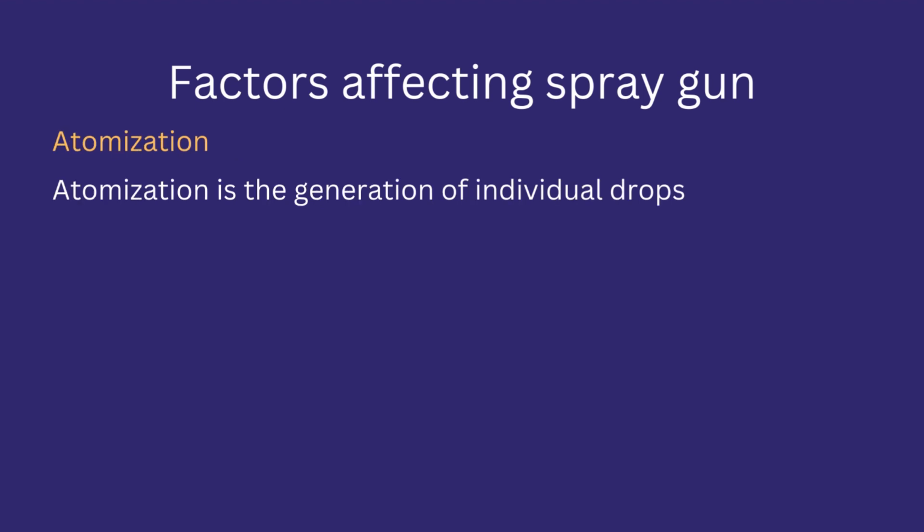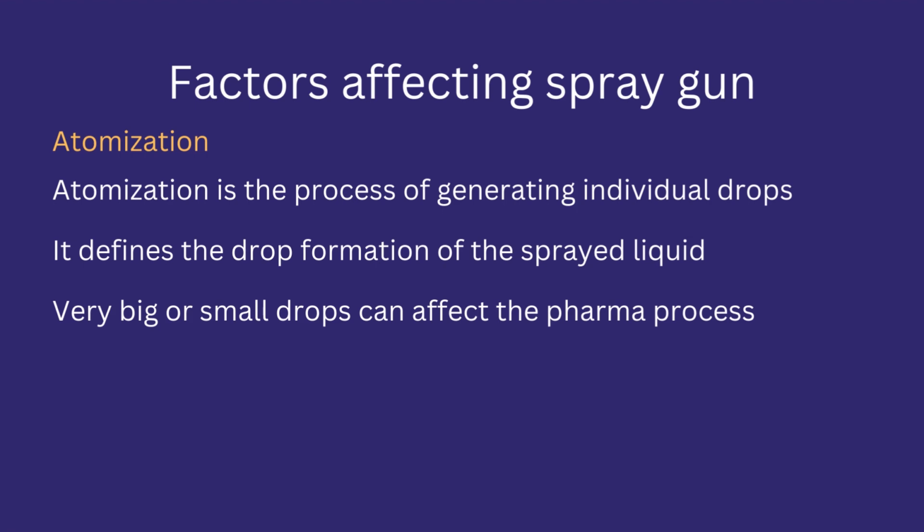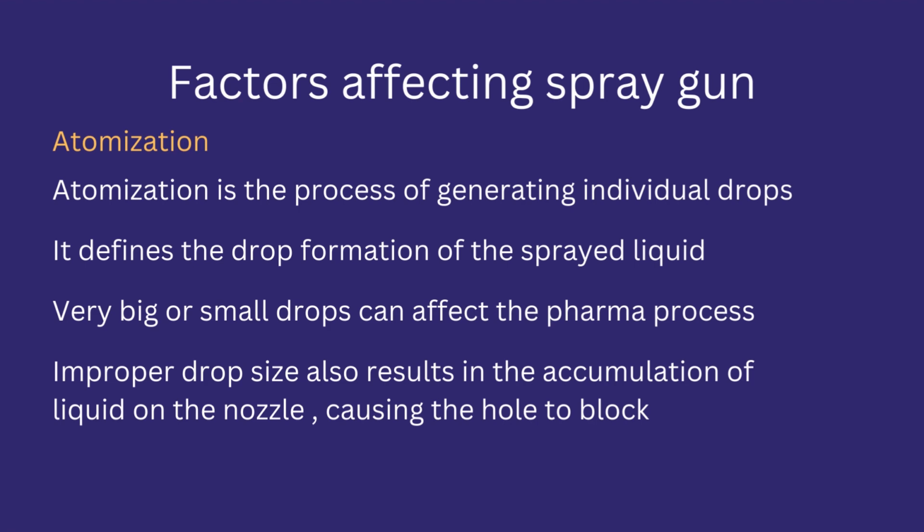Atomization. Atomization is a process of generating individual drops in the pharma spray gun. It defines the pattern of the sprayed liquid with individual drop properties. If the spray pattern is not uniform, that is, drops are not of equal size and shape, it will affect the spraying process and the quality of the final product. In addition to defects in the process and product, improper drop size also results in accumulation of liquid on the nozzle causing the hole to block.